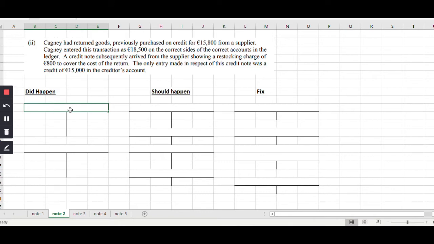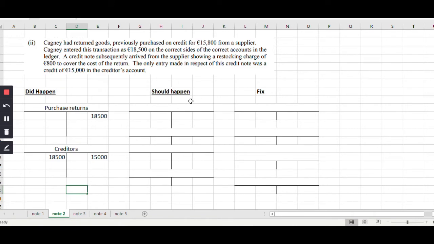First of all, what did happen? The two accounts we are dealing with here are purchase returns and creditors. What they have gone and done is the right account, the right side, but the wrong figure. So they've credited 18,500. They've debited creditors 18,500, and then we are told for the restocking charge, all they have done there is credit creditors 15,000. So that's a mess.